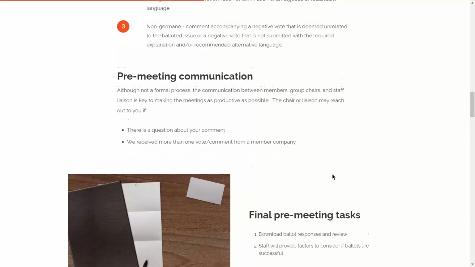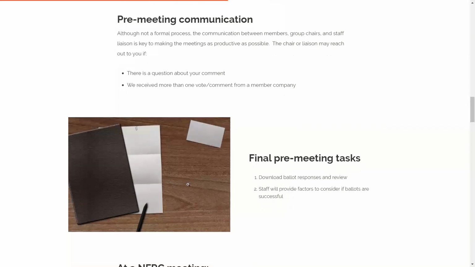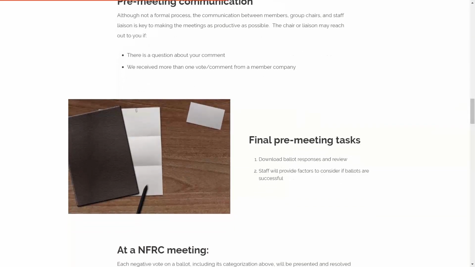And you do need to be concerned about some of the final pre-meeting tasks. You'll be able to download all the ballot negatives so you can review all the ballots and the categorization of those negatives. Included in the categorized responses in the ballot forms, staff will usually be able to provide some factors to consider if the ballot is successful.